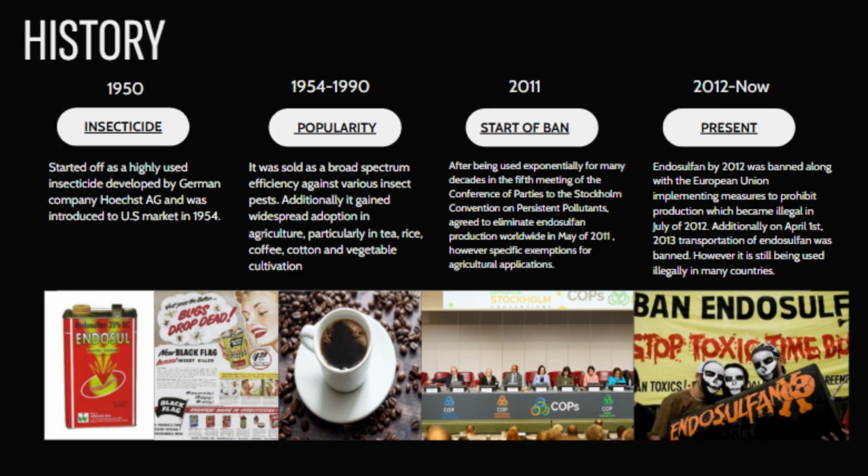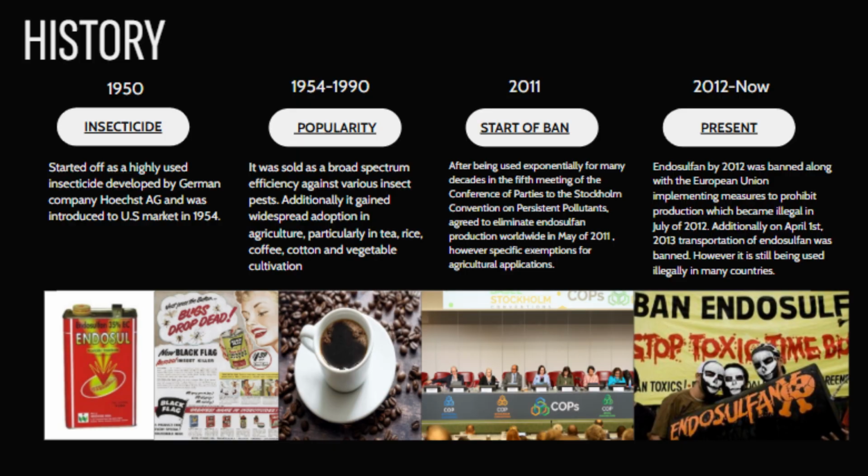In 1950, it started off as a highly used insecticide which was developed by a German company, and it was officially introduced to the US market in 1954. Next, when it gained its popularity was around this time, as it was sold as a broad spectrum efficiency against various insects, pests. Additionally, it gained widespread adoption in agriculture, particularly in tea, rice, coffee, cotton, and vegetable cultivation.